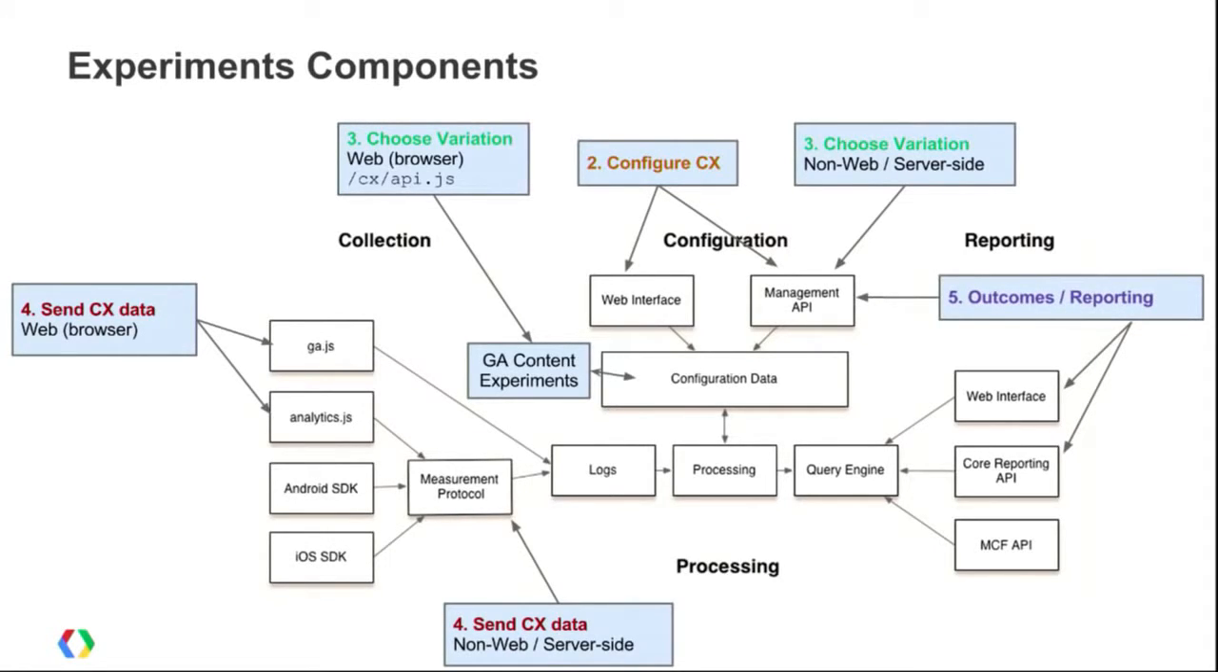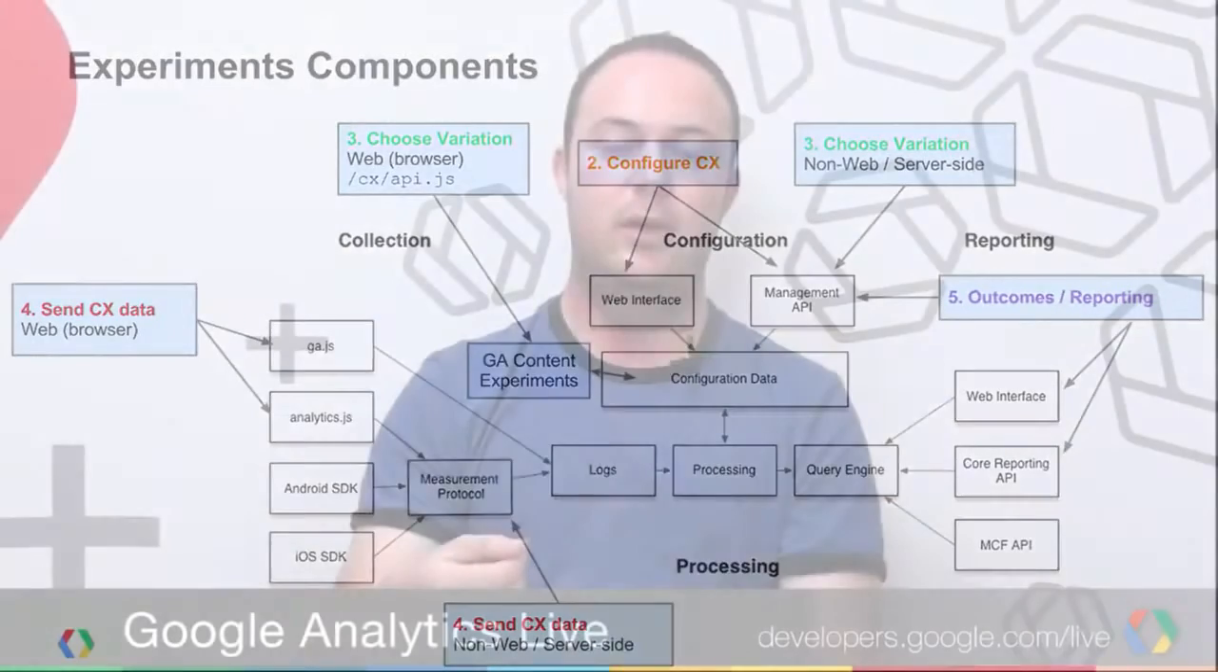And then finally, we have the outcomes or reporting. So when you look at the platform in this model, that fits in on the reporting end. And again, you can pull out data through the core reporting API. We have some dimensions and metrics exposed through the core reporting API. And then also you can obviously use the web interface to look at reports. And then from an outcome perspective, if you want to know which variations have won and the status of an experiment, that's also available through obviously the web interface, but you can also query that through the management API.